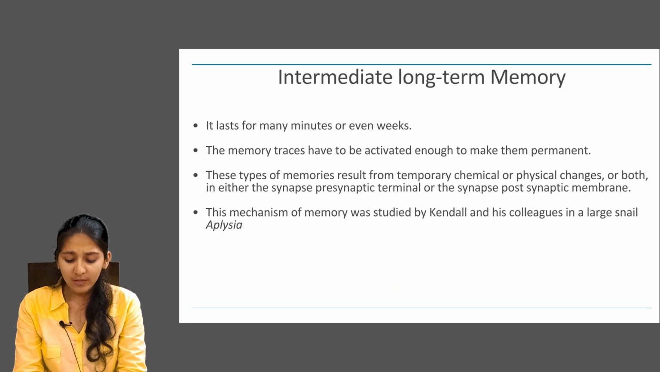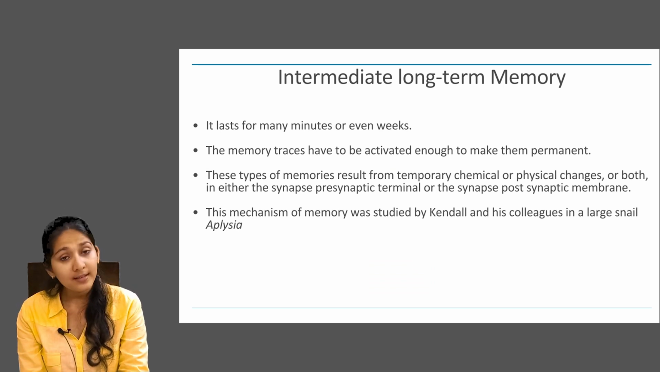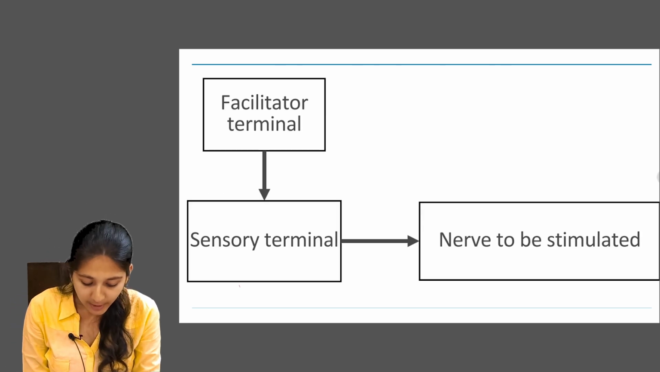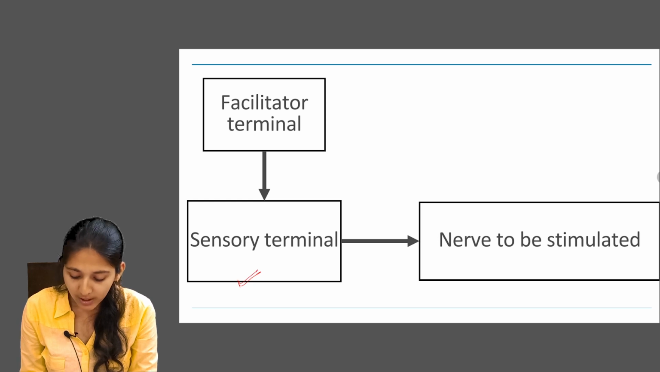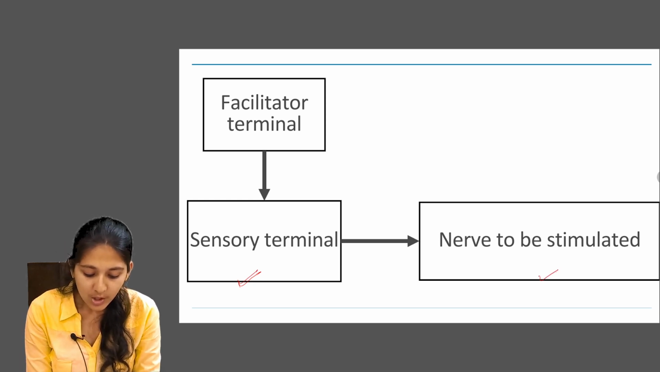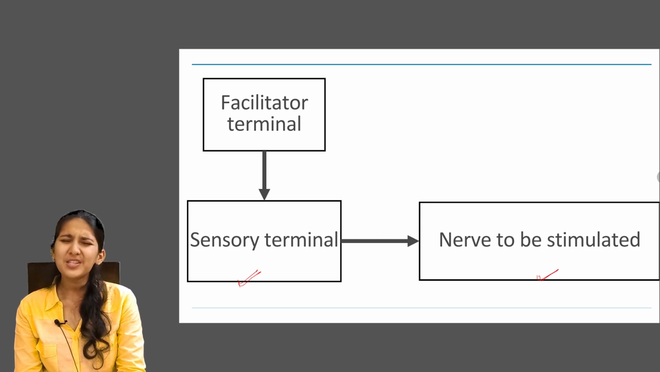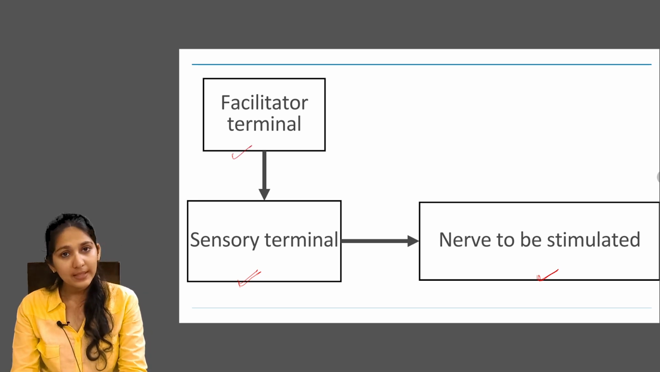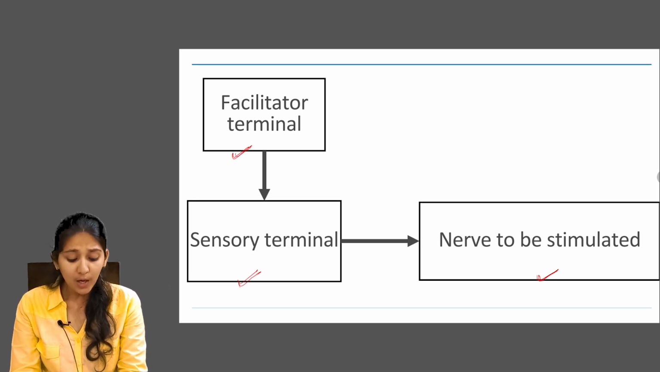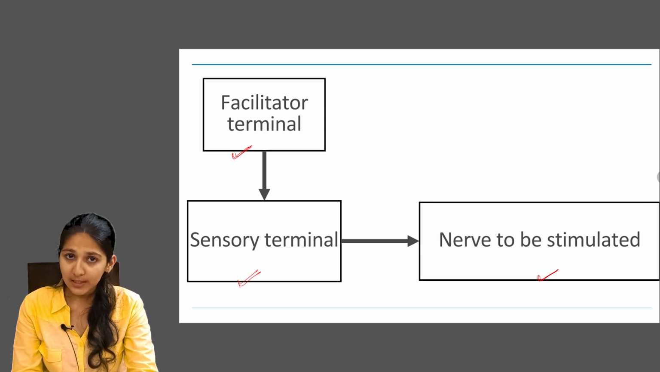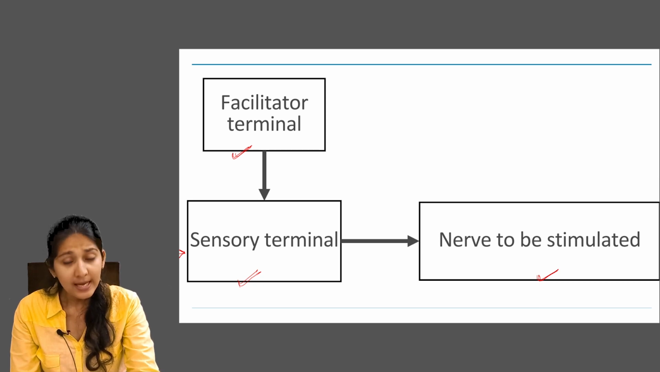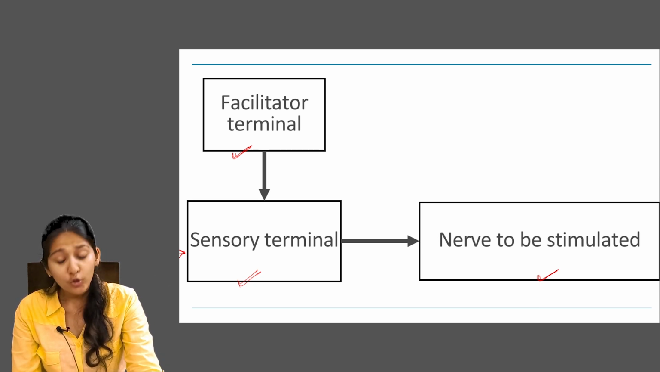This mechanism of memory was very well studied by Kandel and his colleagues in a large snail, Aplysia. To explain this theory, let's consider three neurons: the sensory terminal, the nerve to be stimulated, which are directly connected, and the facilitator terminal, which is directly connected to the sensory terminal. Let's talk about a normal stimulus given to the sensory terminal, because of which the nerve to be stimulated gets stimulated. Now, if you keep giving the same stimulus to the sensory terminal, a time is going to come when this sensory terminal gets habituated to this stimulus, and therefore the signal transmission to the nerve to be stimulated will become weaker and weaker and finally disappear.